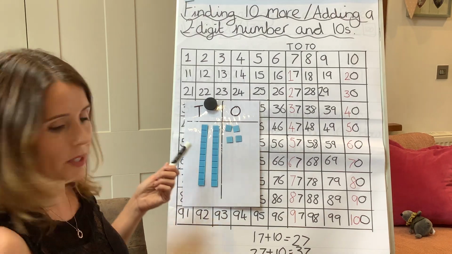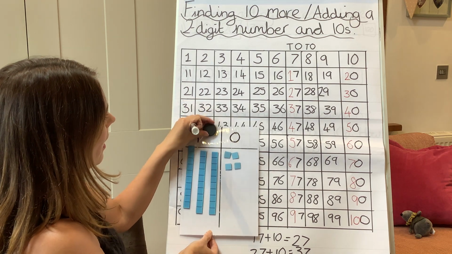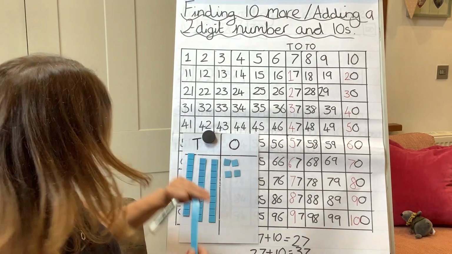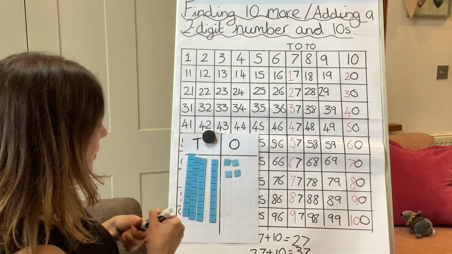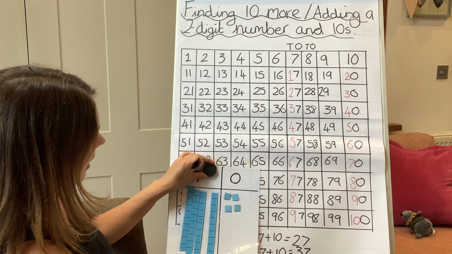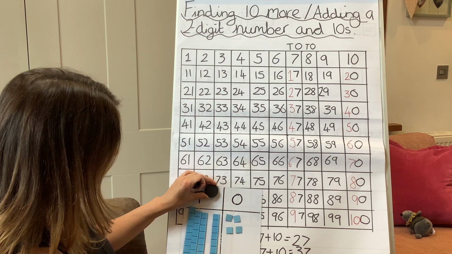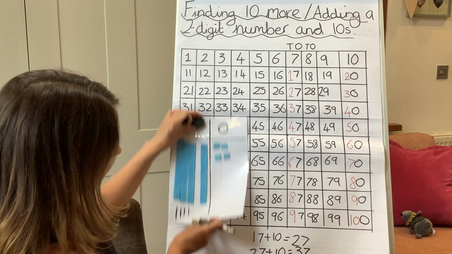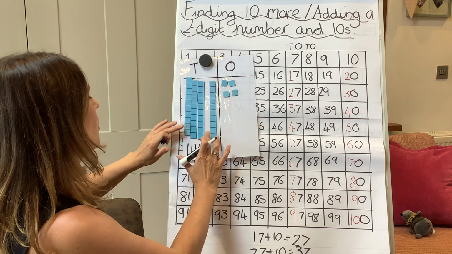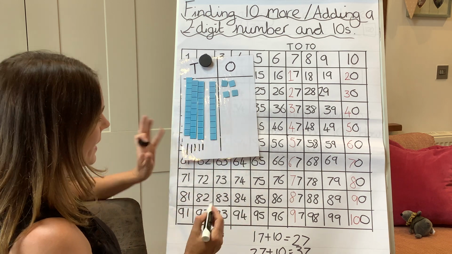Okay, so adding on 8 more 10s, another 10 would be 34. Another 10 would be 44. Another 10 would be 54. Another 10 would be 64. Another 10 would be 74. Another 10 would be 84. And another 10 would be 94. Okay, so we wanted to add on 8 more 10s, we've added on 1, 2, 3, 4, 5, 6, 7, and we're at 94.